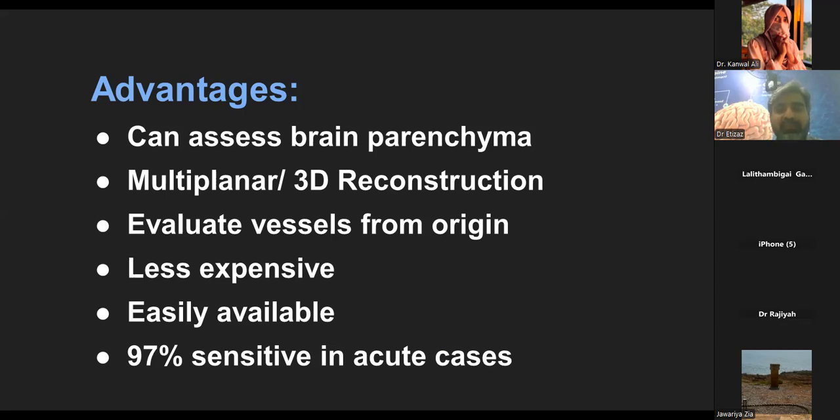We can evaluate vessels from the origin. Suppose there is an anterior circulation ACOM aneurysm, then we can address all the vessels in this one, like the internal carotid artery, MCA, and then ACOM and ACA. It's less expensive and easily available. Most of the centers which have a CT can do the CT angiography. It is 90% sensitive in acute cases. That's why it's very usable.